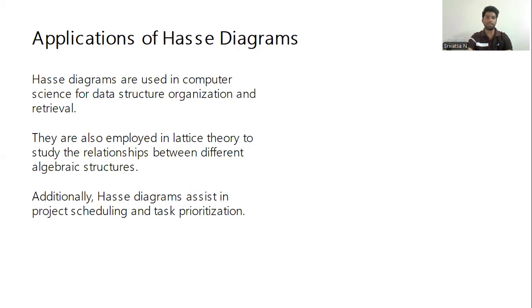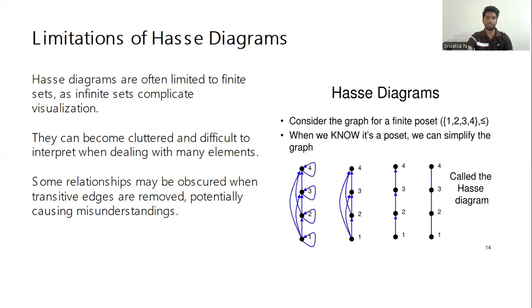Applications of Hasse diagrams. Hasse diagrams are used in computer science for data structure organization and retrieval. They are also employed in lattice theory to study the relationships between different algebraic structures. Additionally, Hasse diagrams assist in project scheduling and task prioritization.